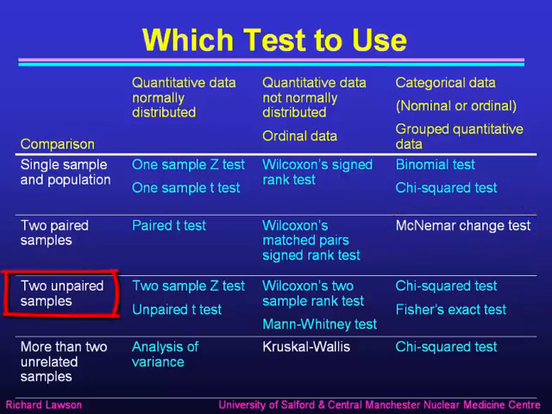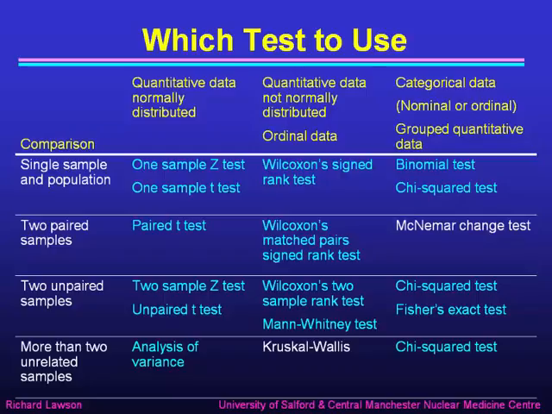If we've got two unpaired samples, we saw that for parametric data we can use the two sample Z test or the unpaired T test, and the non-parametric equivalent of those are the Wilcoxon's two sample rank test or the Mann-Whitney U test, which is equivalent. If we've got categorical data, we've seen that we can use the chi-squared test or Fisher's exact test if the numbers are small.